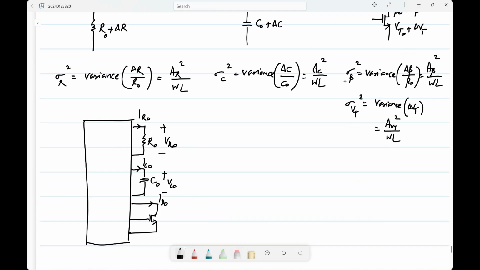Now what is it that you do? You can either replace the resistance by a series combination of the nominal resistance R naught and a voltage source that represents the error due to mismatch. What is the value of that voltage source? I into delta R. So remember, this is given in terms of relative error. So how would we represent that voltage?